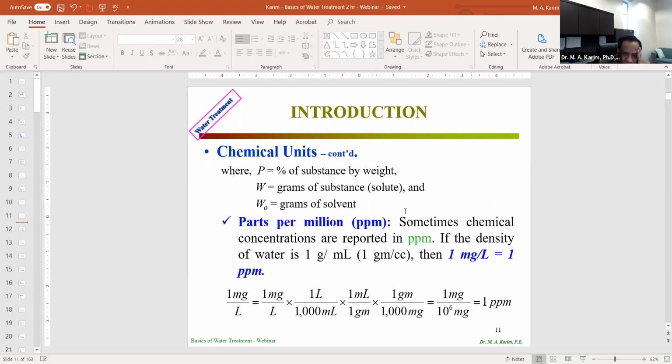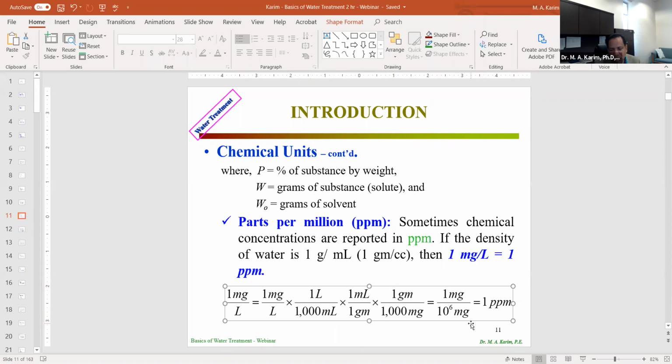Then parts per million is another one. Sometimes chemical concentrations are given in ppm. Basically, ppm and milligram per liter are the same if we know the density of water is close to 1 gram per milliliter, or gram per cc. Okay, so in this case, 1 milligram per liter is equal to 1 ppm. I have the calculation over here. I started with 1 milligram per liter, then did the conversion with the grid method here.